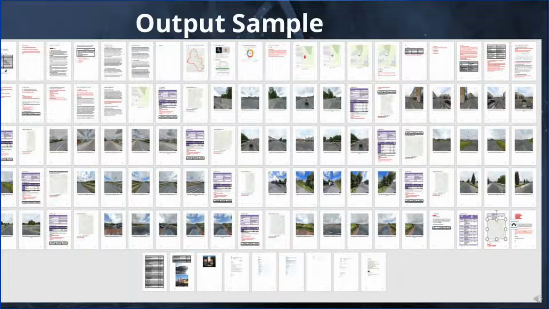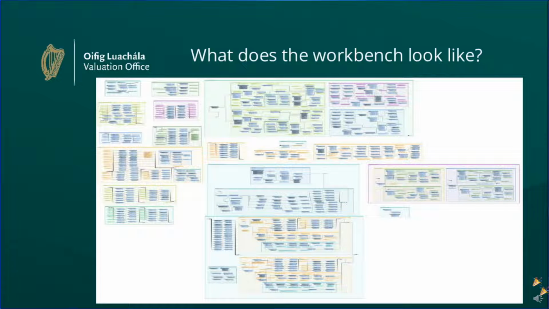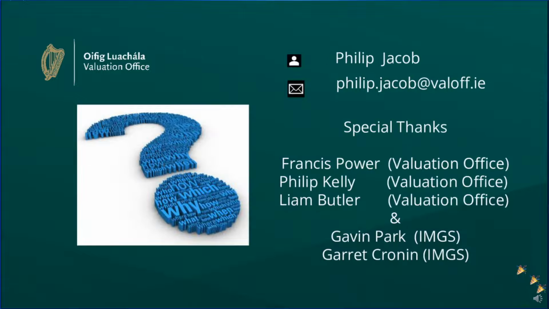That was the idea behind it. And obviously, they could delete things that they don't want. That was another thing about it. This is what my workbench looks like, and that's all from me about Mapnik Rasterizer and my little project in Valuation Office.